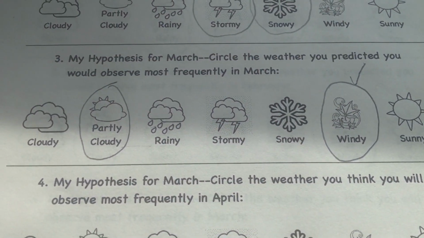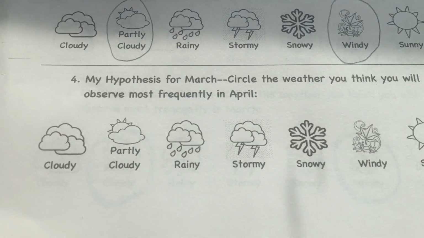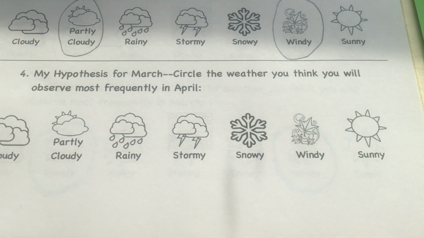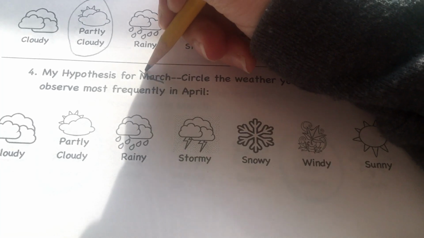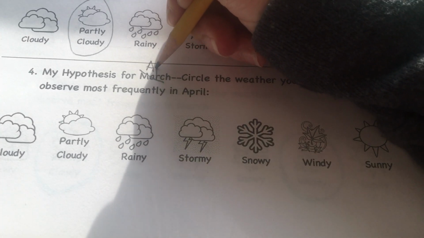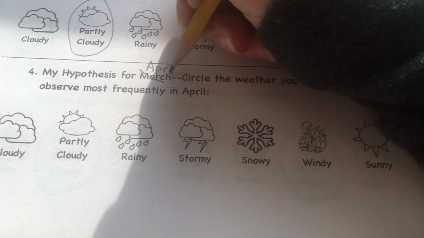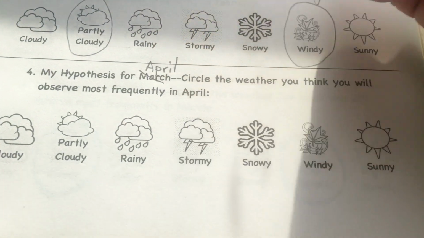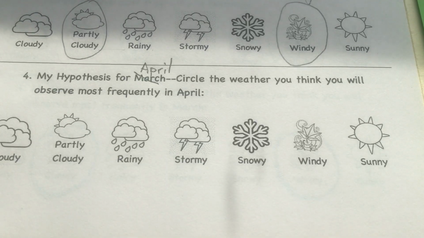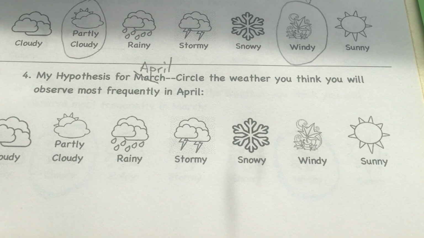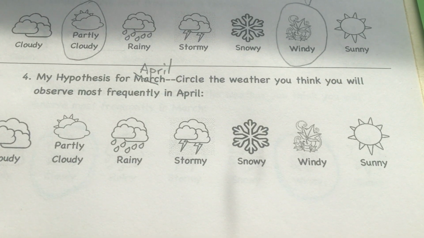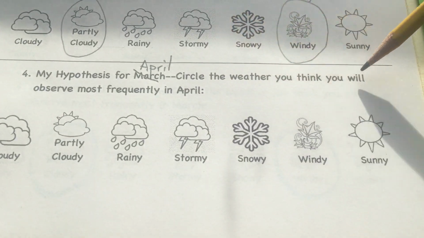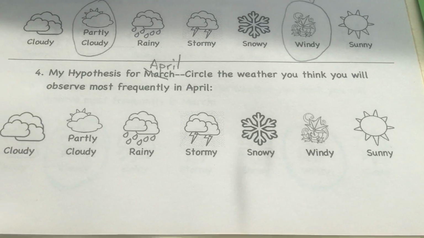That one did happen. Okay, then it says my hypothesis for, and that should say April there. I made a mistake, so I'm just going to cross it out and write the word April there, which is A-P-R-I-L. So you can go ahead and take the time to do that right now on yours. Okay, you can pause the video if you need more time, because then it says, circle the weather you think you will observe most frequently in April.